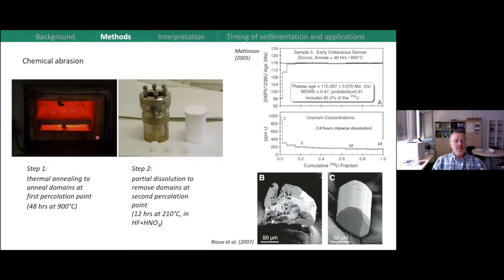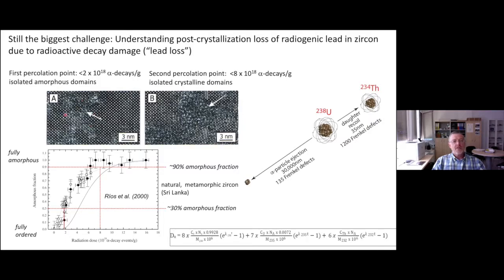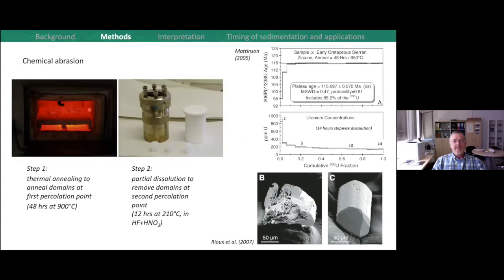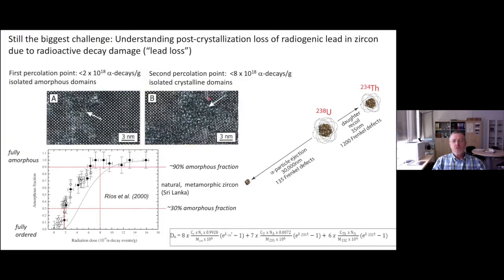Chemical abrasion is a two-step treatment before we analyze the zircon. We first thermally anneal our zircons, 2 days at 900 degrees. This is annealing of those parts which are at the first percolation point, so we repair and restabilize the lead in here. Then after this annealing step, we put them under pressure in the same acids we use for the dissolution, 12 hours at 210 degrees. That's to remove all these areas which were at the second percolation point.